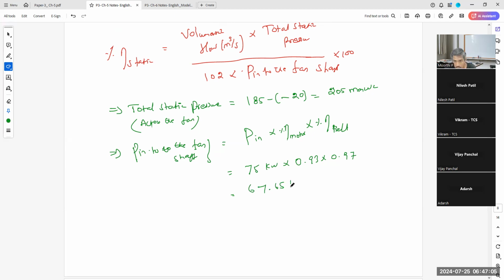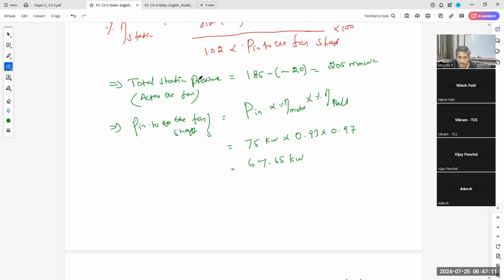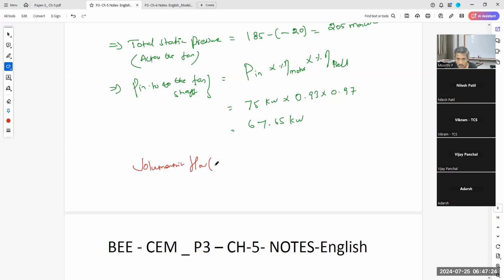Sixty-seven point six five is a kilowatt, na? Yes, sir. Very, very important. Then this part is completed. Next, we need to calculate volumetric flow. Then volumetric flow, meter cube per second. What is the formula?